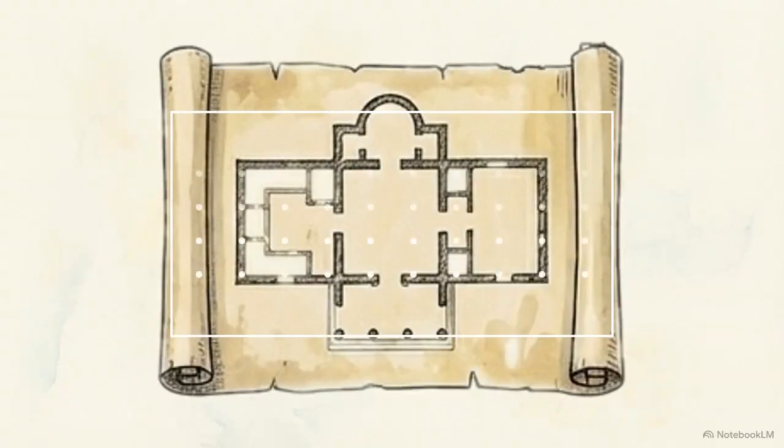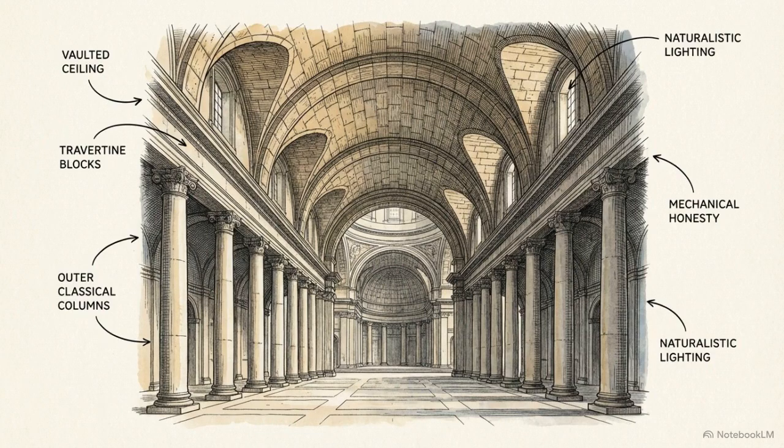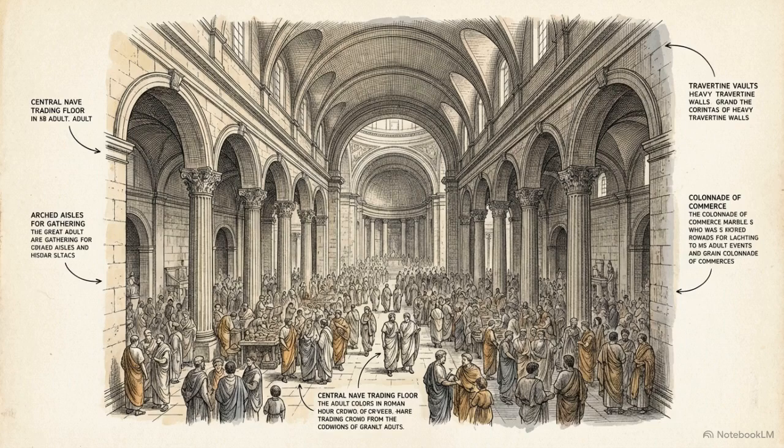The architectural layout pushed the rows of columns to the outer edges of the building to support the weight of the overhead vaults. This left the nave, the main central part of the hall, as an entirely unobstructed, loftier space. The basilica demonstrated that Roman engineering could facilitate the high-volume public business of a growing superpower.